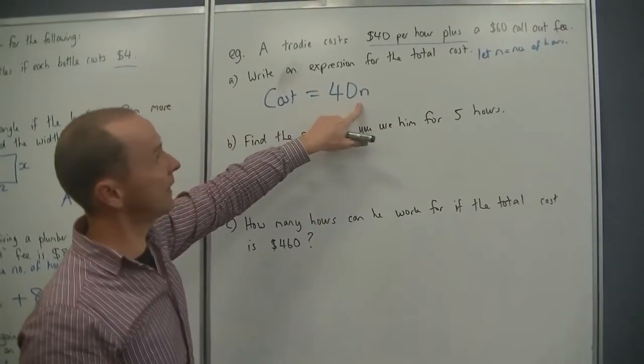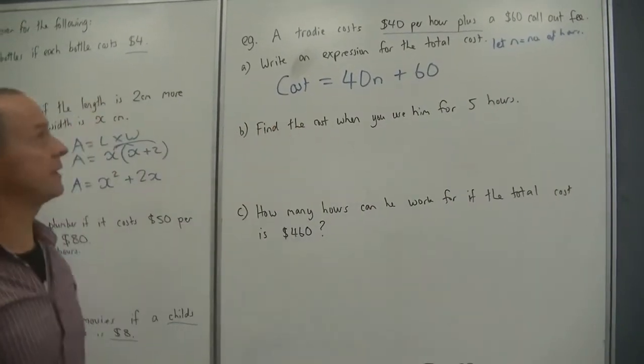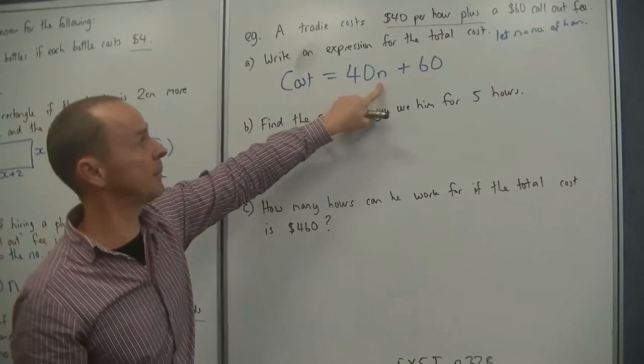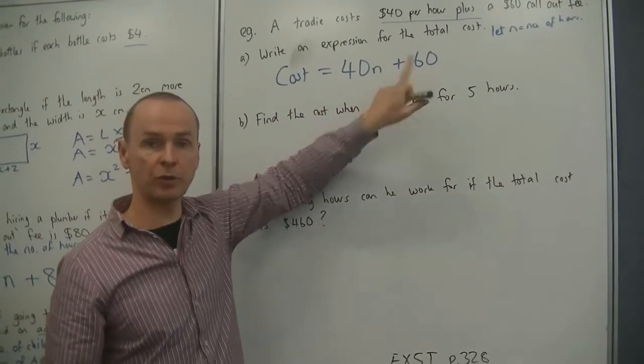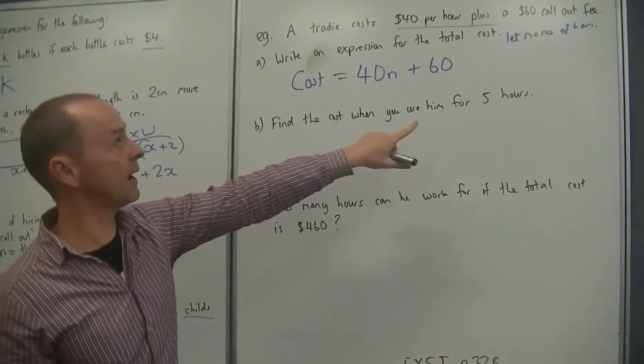So it's 40 times n plus a $60 call-out fee. That's a fixed cost, so plus $60. There's my beautiful equation. The cost is equal to 40 times by the number of hours plus $60, which is a flat rate. Find the cost when you use him for 5 hours.